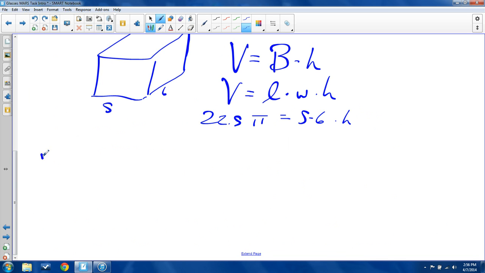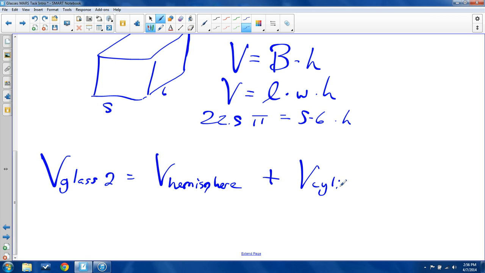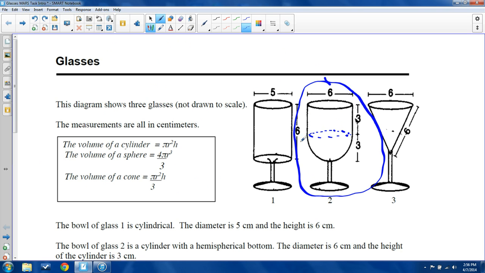The volume of glass 2 in total consists of the volume of the hemisphere plus the volume of that cylinder that was on top. So again, going back, the volume of the total thing is the volume of the red, which is the hemisphere, plus the volume of the green, which is the cylinder. Now, in order to do this question appropriately, you have to answer this question first.